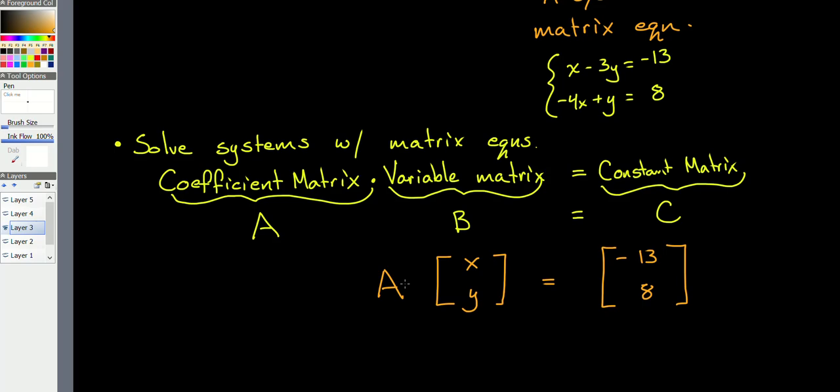Oh, goodness. Say that louder. An inverse would undo it, right? And it would make it the identity, which if you multiplied it out, you would get just x, y.